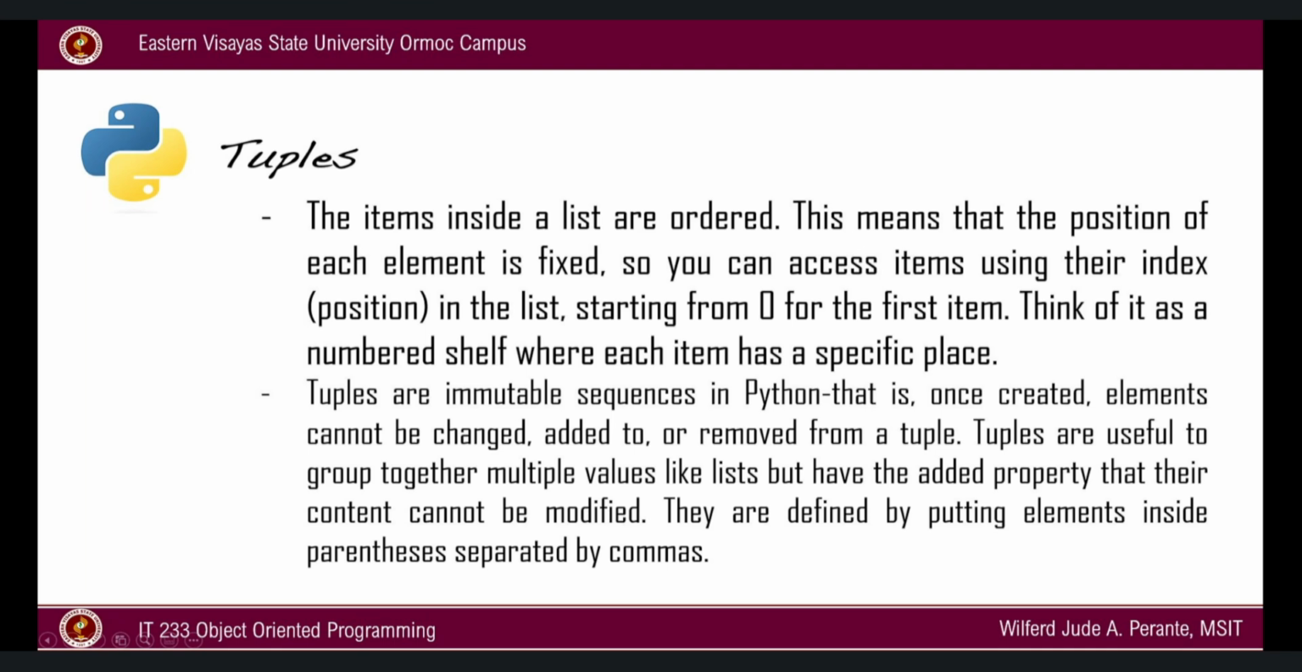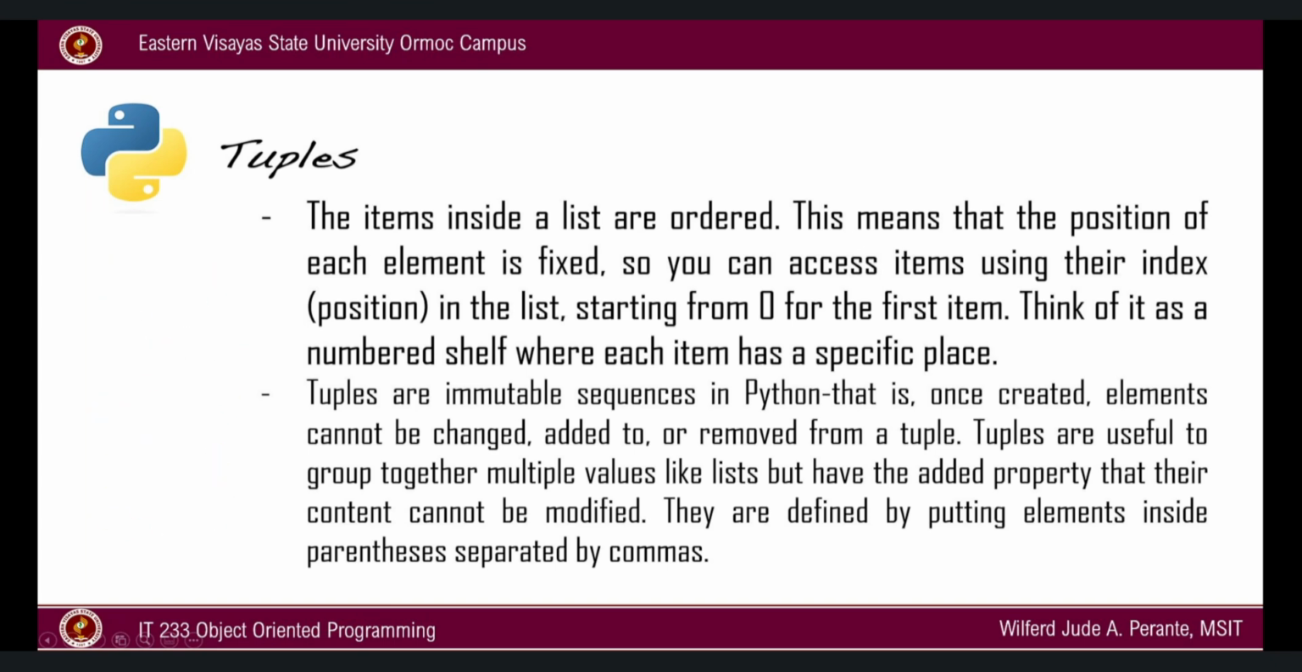Ordered. The items in a tuple have a specific order. If you put something in first, it stays in that position. Can hold different data types. A tuple can contain items of different types, like integers, strings, or even other tuples. The items inside a tuple are ordered. This means that the position of each element is fixed, so you can access items using their index position in the tuple, starting from 0 for the first item. Think of it as a numbered shelf where each item has a specific place.